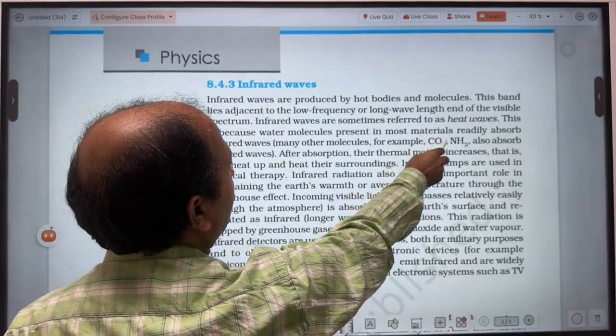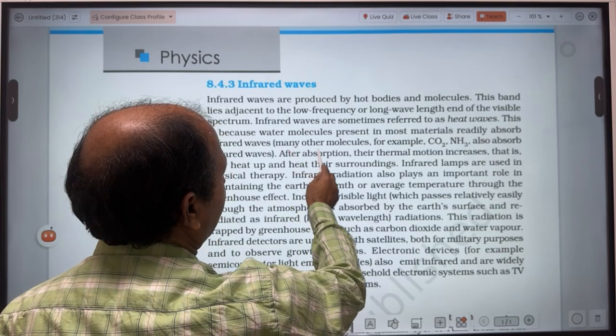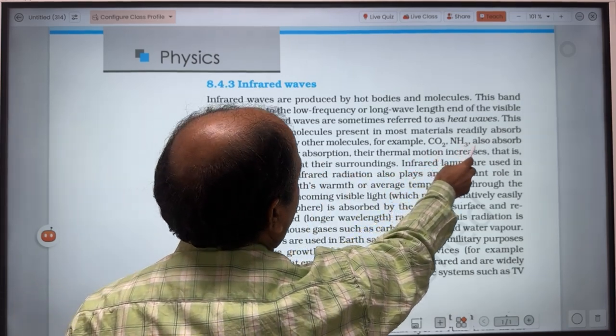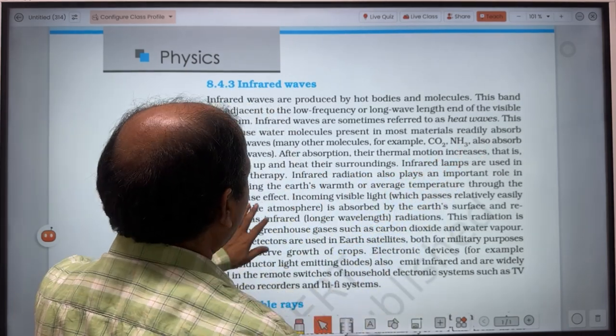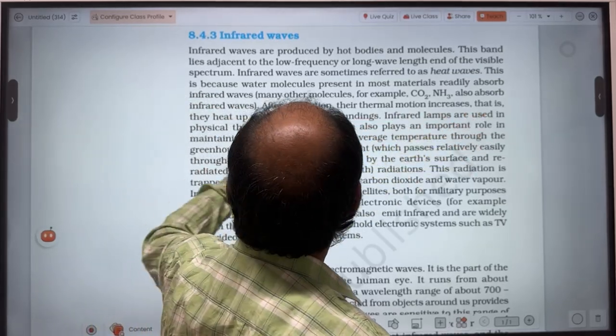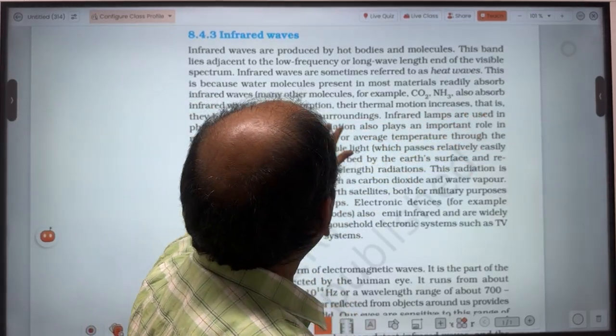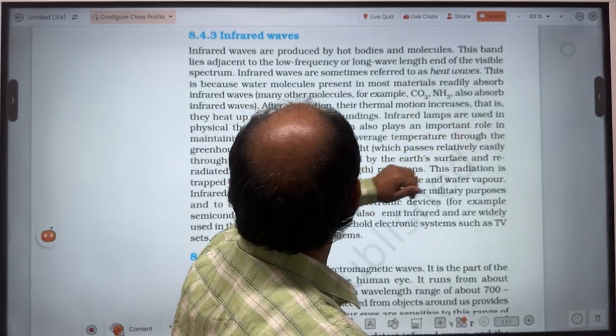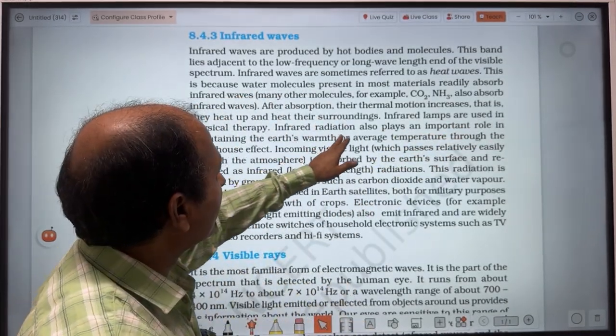This is because water molecules present in most materials readily absorb infrared waves. Many other molecules, for example CO2 and NH3, also absorb infrared waves. After absorption, their thermal motion increases, that is, they heat up and heat their surroundings. Infrared lamps are used in physical therapy.